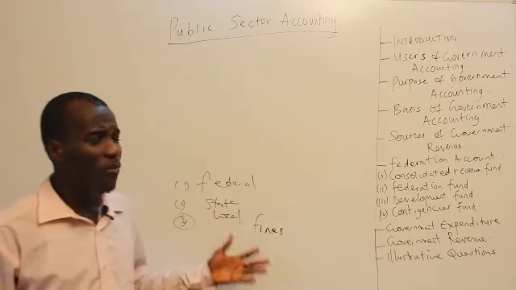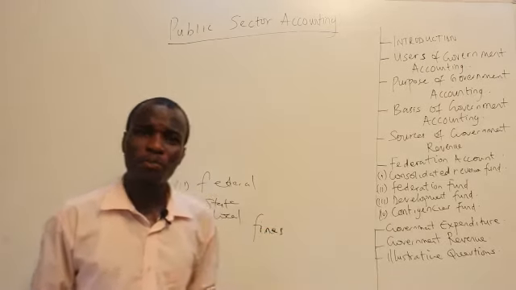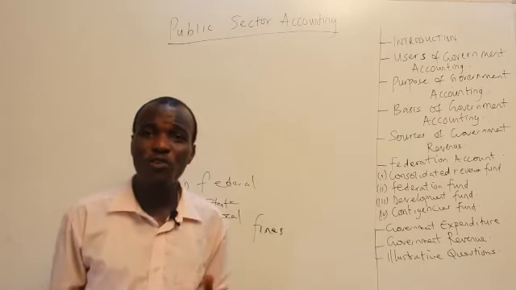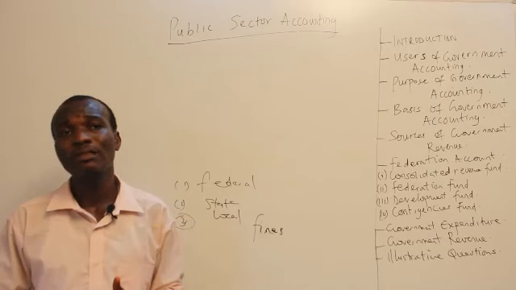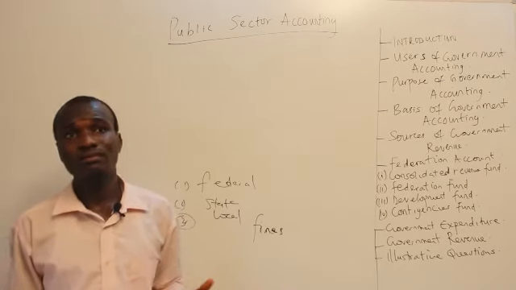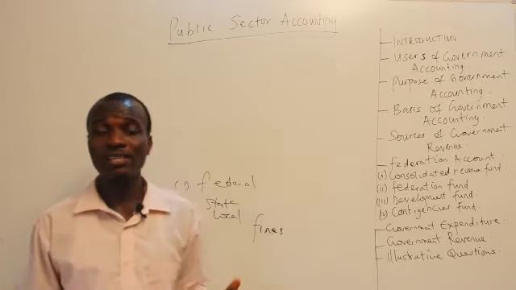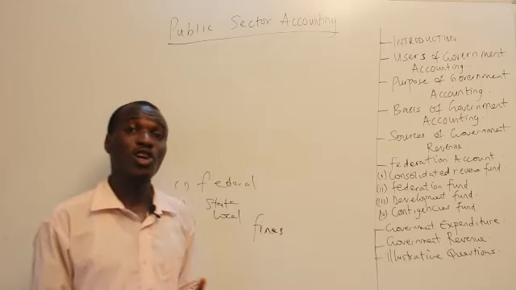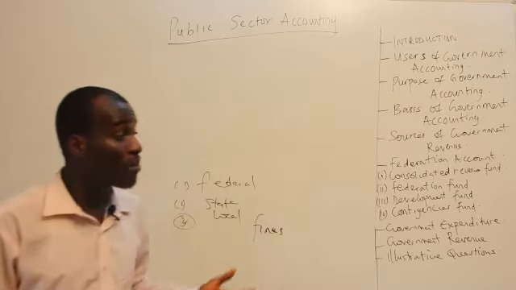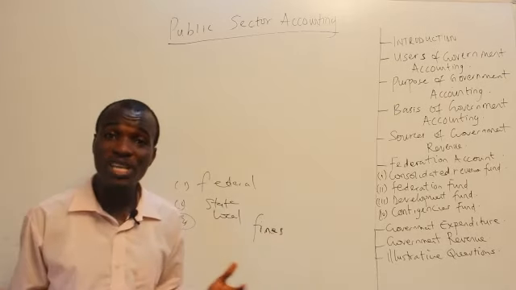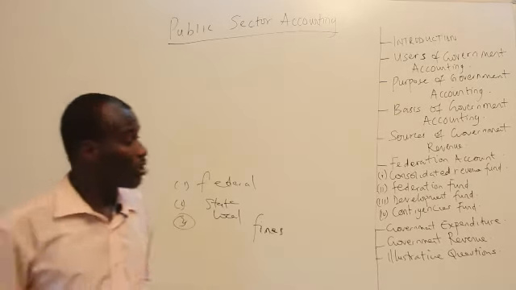So the next thing we have is government expenditure and also government revenue. What is government expenditure? Government expenditure means all of the payments which the government makes, all of the costs incurred by the government in maintaining the economy. All of the money spent by the government within a particular period forms the government expenditure. So it forms the government spending in a particular period.